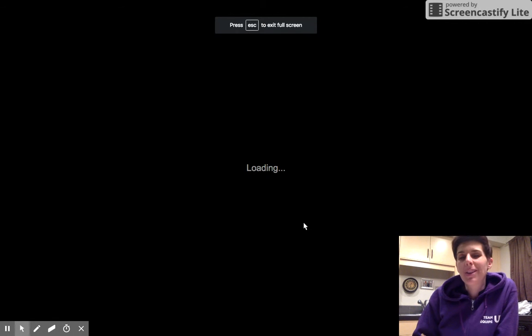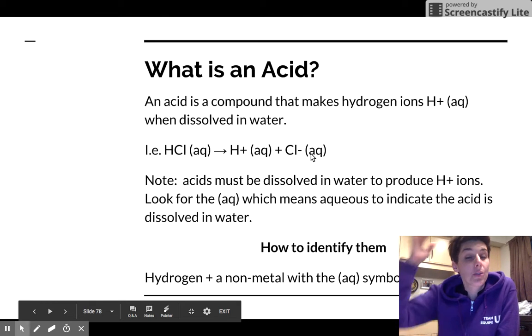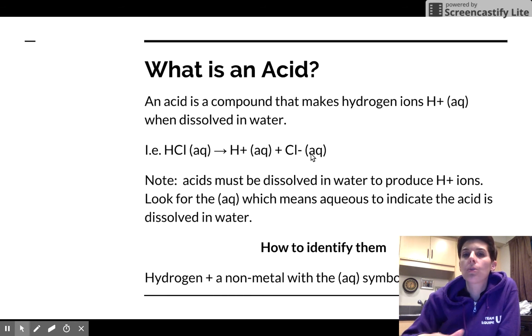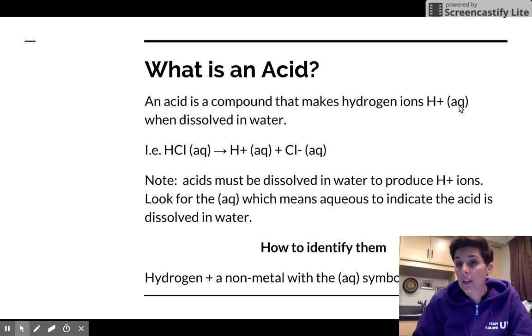Today we're going to learn about naming acids and bases and how to write the formulas for acids and bases. And it's really quite simple. There's just a few rules to follow. The first being that we're always going to look for the AQ symbol. The AQ means that these acids or bases are dissolved in water.